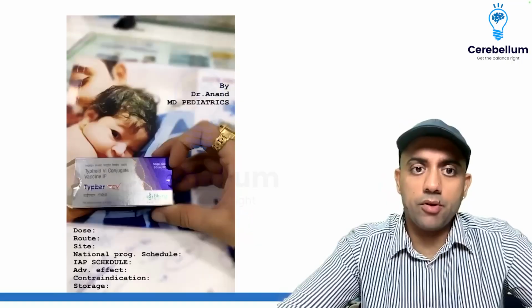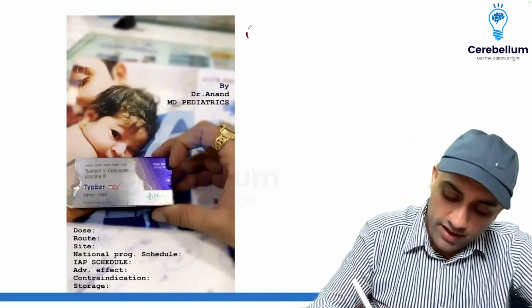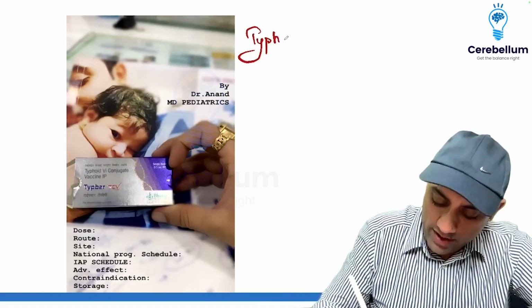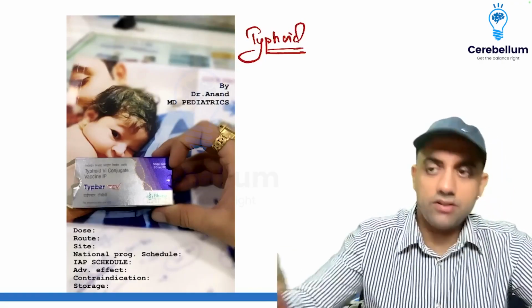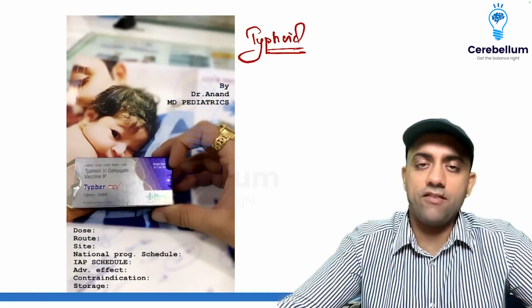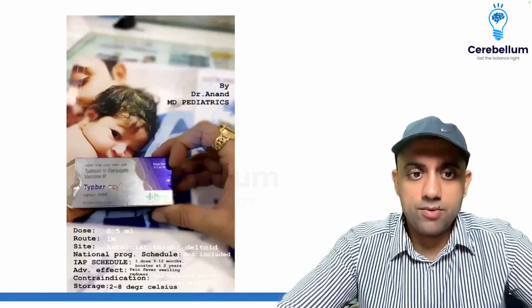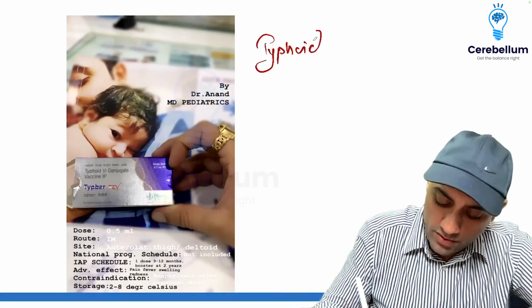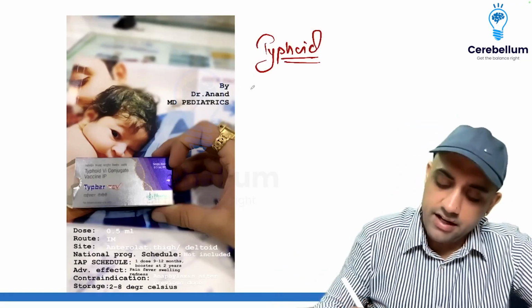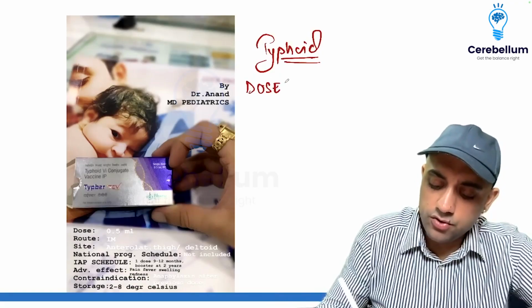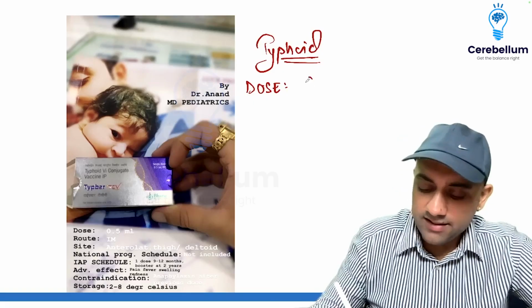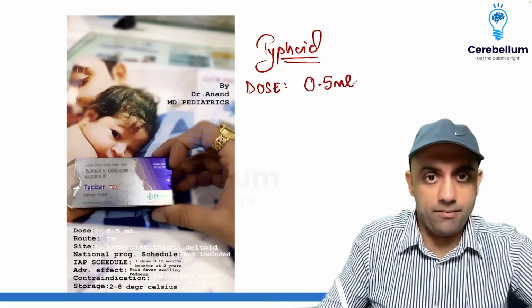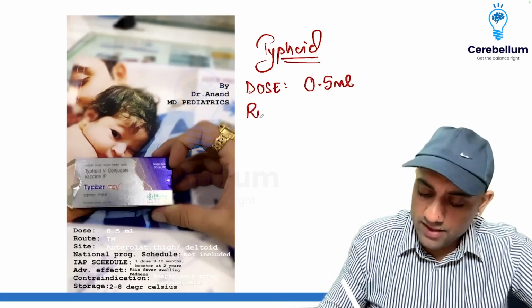Next question, very importantly, you should know. Yes, this is a typhoid conjugate vaccine. Now they ask a simple question. A typhoid vaccine, if you want to give. Now most importantly, I'm writing over here typhoid vaccine. What all questions you should know regarding the typhoid conjugate vaccine? If I ask you a question about dose of this vaccine, all the vaccines, the dose is 0.5 ml. Number one. Number two, route of this vaccine.